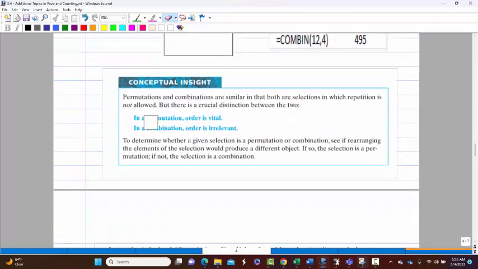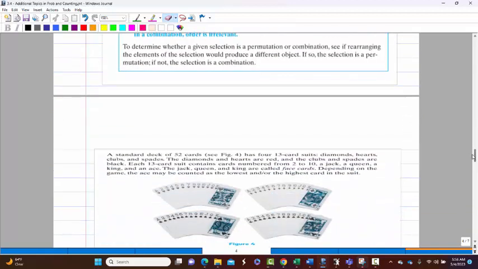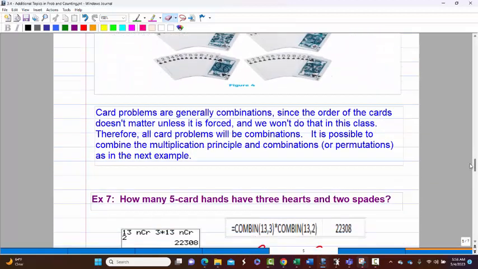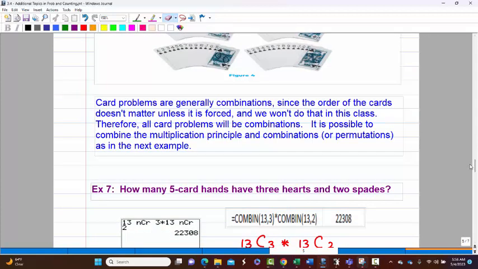So here it's mentioning that neither one of them allows repeats. But in permutation, order is vital. Combination, order is irrelevant. Card problems. Now, somebody could possibly reword it and come up with some way to make it be permutations, but in our world, a card problem is going to be a combination. Just take that for granted. We're not going to do anything too creative here.